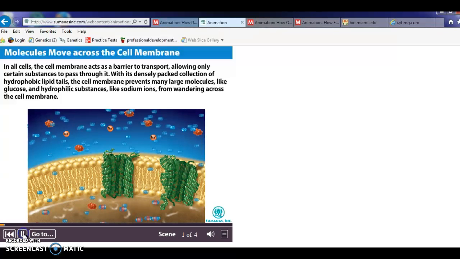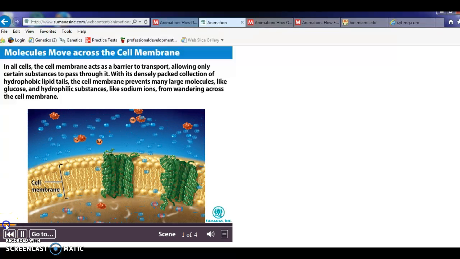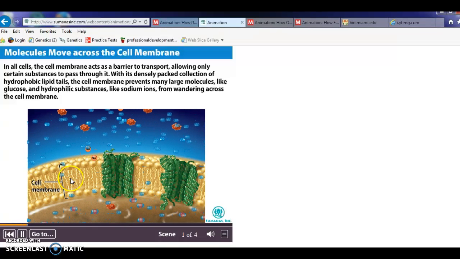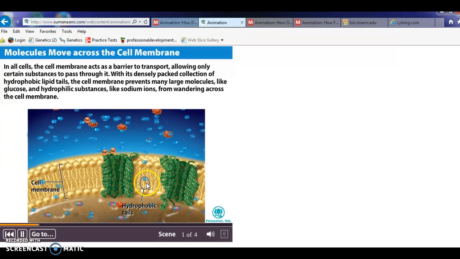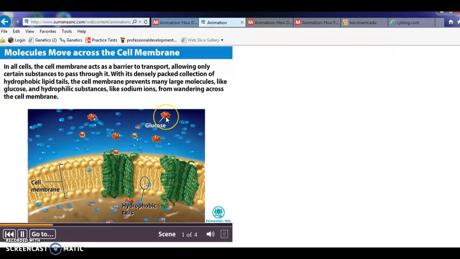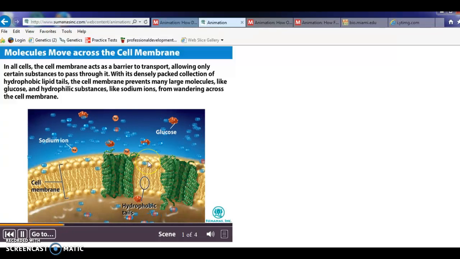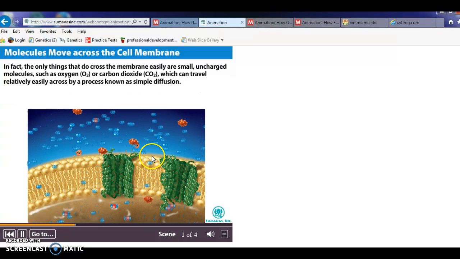So I'm going to press play and see if I can speed this process up. So notice, this is the molecule that we're kind of looking at. These molecules are going right through the membrane. They even highlight here, hydrophobic tails. This other molecule, there's some molecules in here like glucose. Glucose cannot go through this membrane via simple diffusion. That's what we're focused on right now. It is too large to get through.